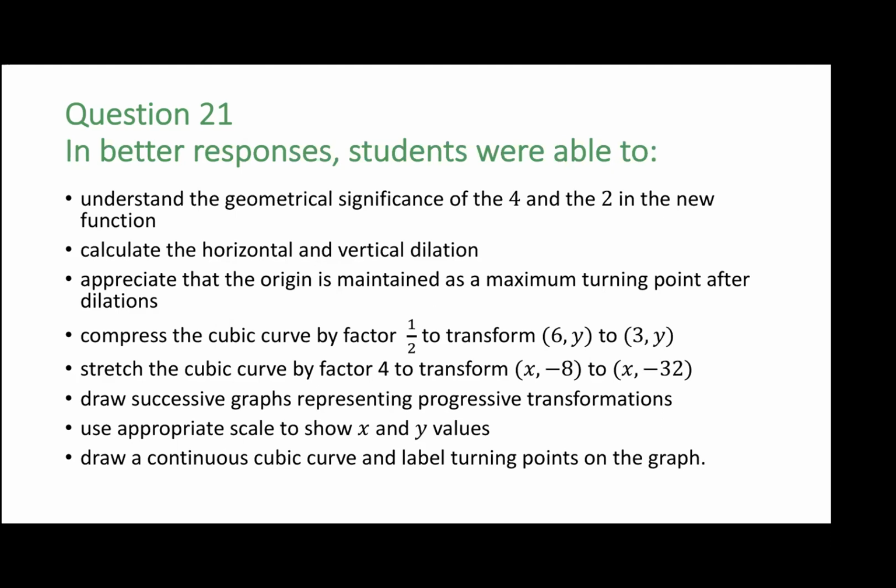Some students drew successive graphs representing progressive transformations, so one to compensate for the horizontal and the other to compensate for the vertical. They used appropriate scale to show x and y values, and they were able to draw a continuous cubic curve where they labelled all their turning points on the graph.